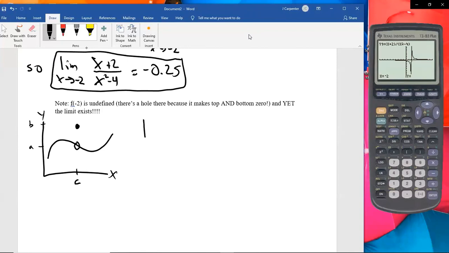Now I'm going to do a couple variations of this function. So this one's got something weird going on. This one does not. It just has a normal point there. That's a height of A.